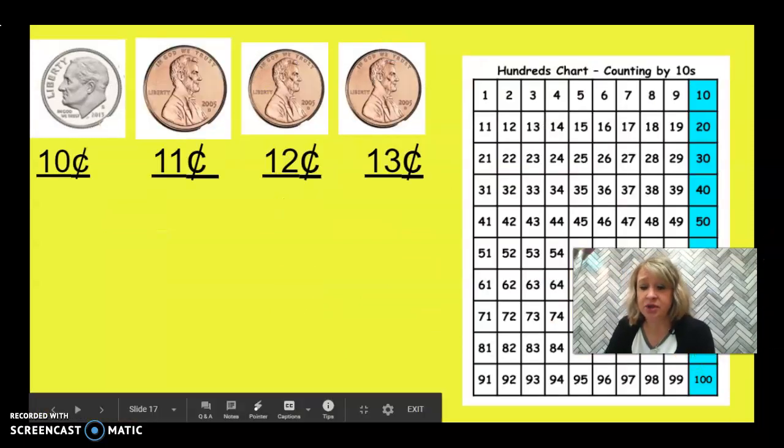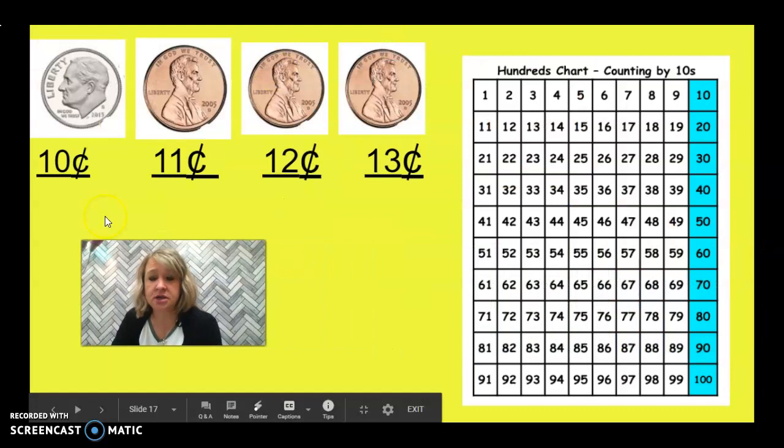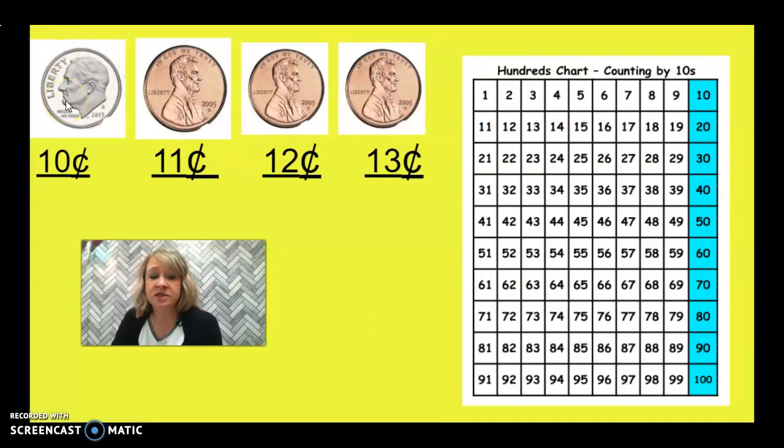We can also use our 100 chart. Remember, we count dimes by tens. That's right. So we're going to start with 10 on our 100 chart. Now we have a penny. A penny we count by ones. So we're just going to move one space, like a board game. 10 and one space, one for each penny. So now we're going to move another space for one more penny and one more space for the last penny.